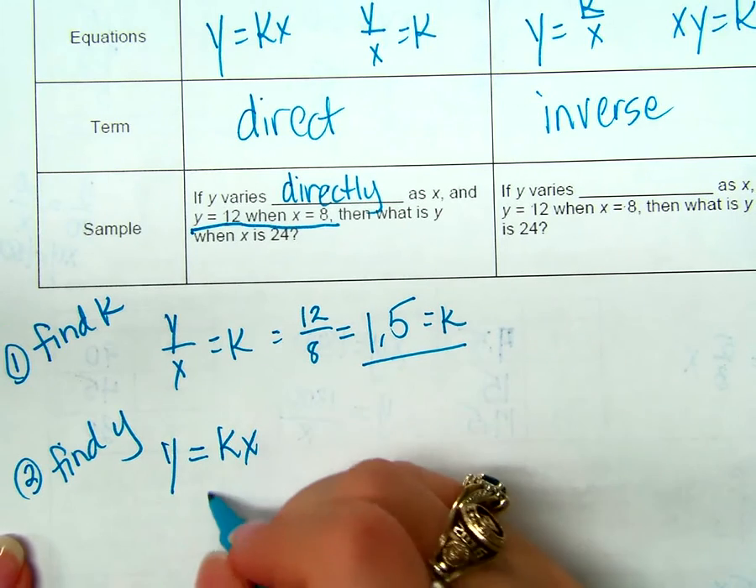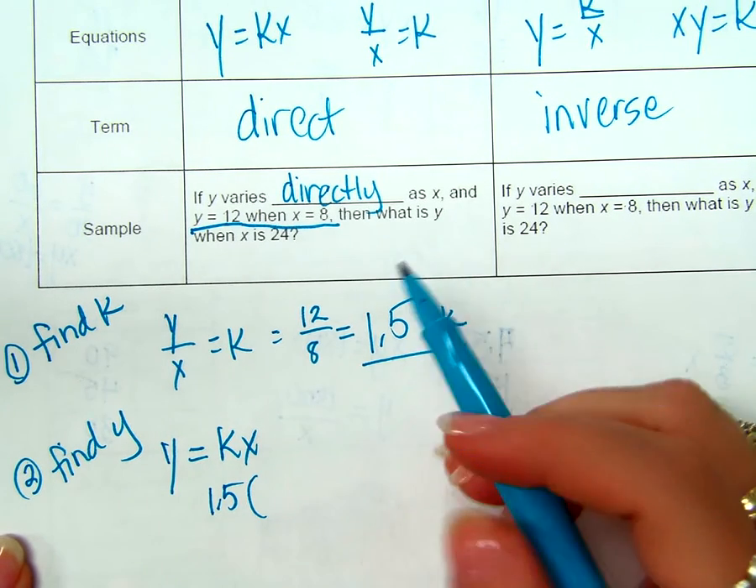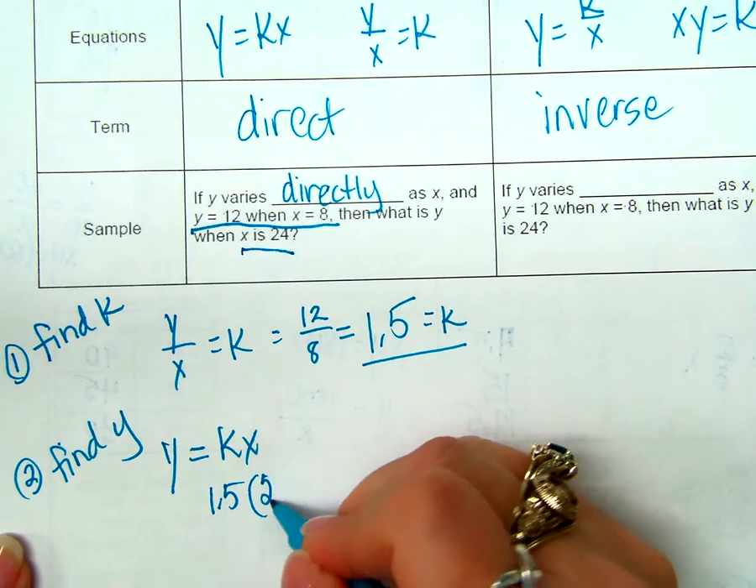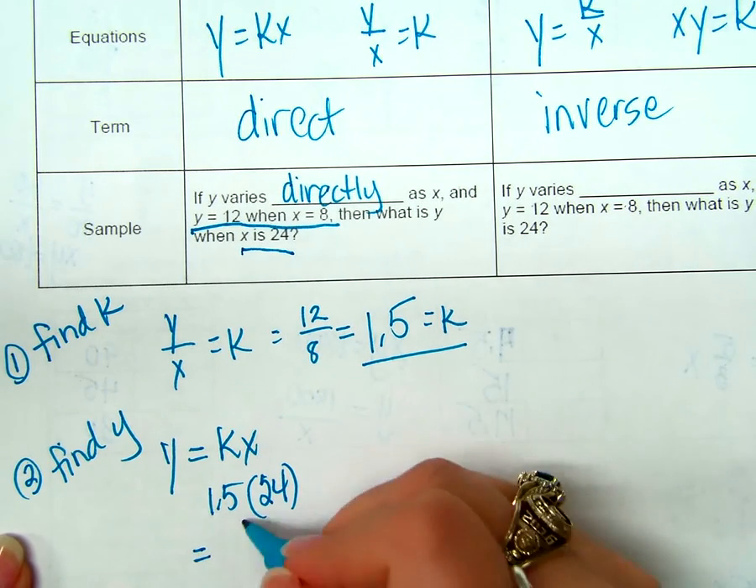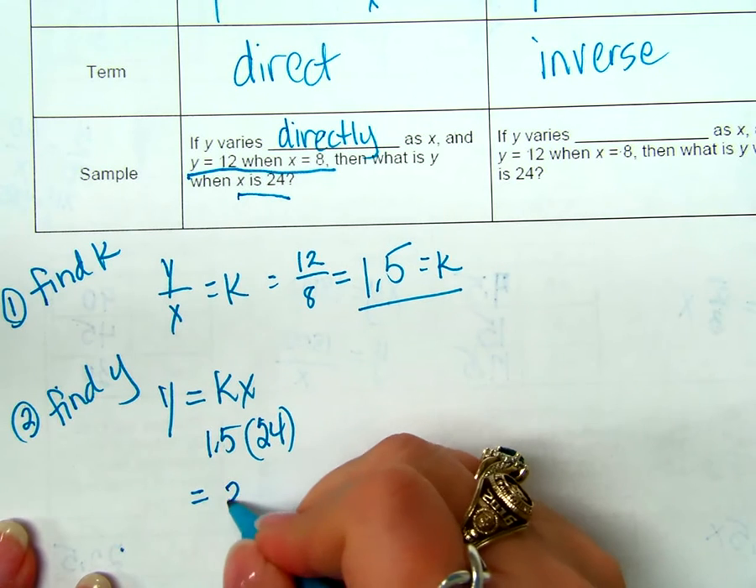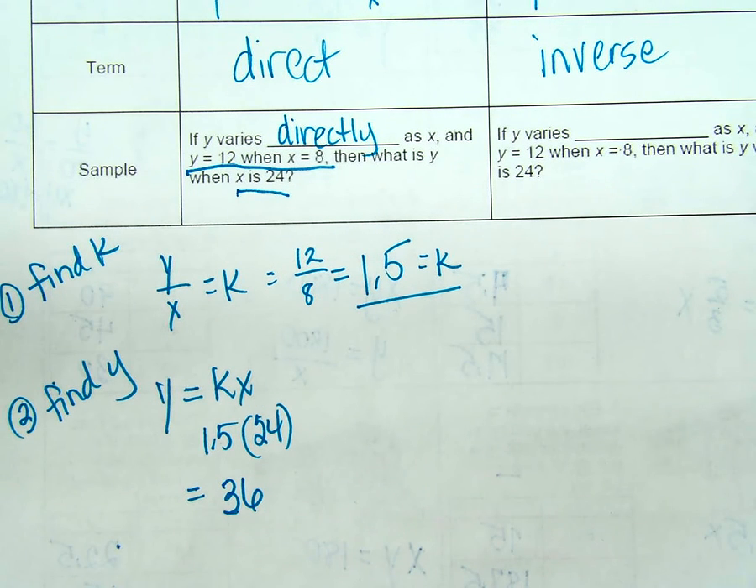K is 1.5. We just found that. X is what? X is 24. What's 1.5 times 24? 36.